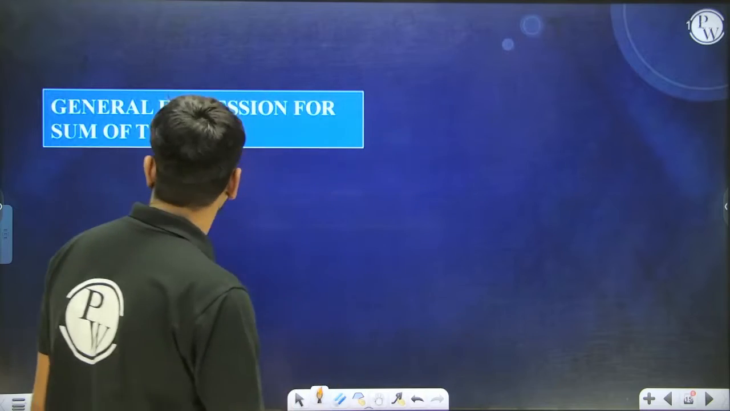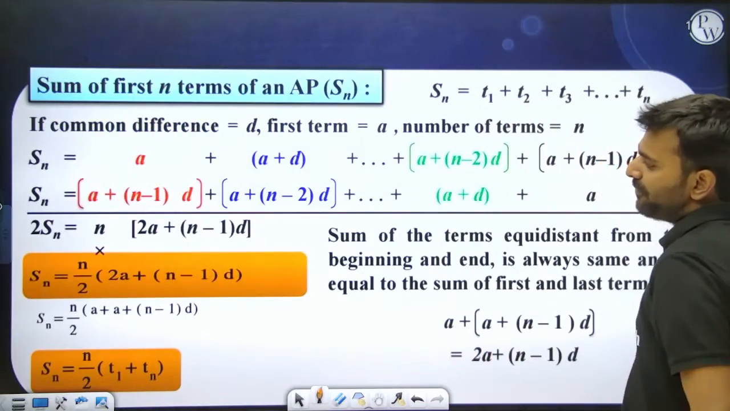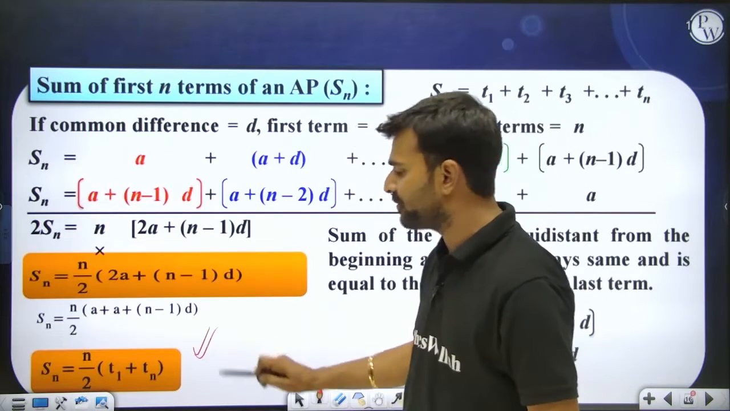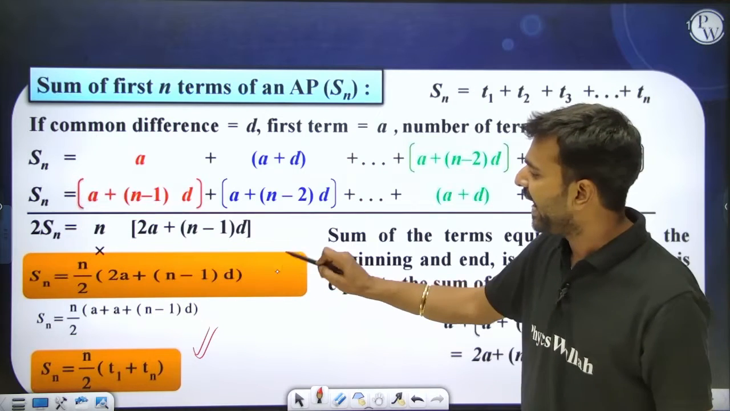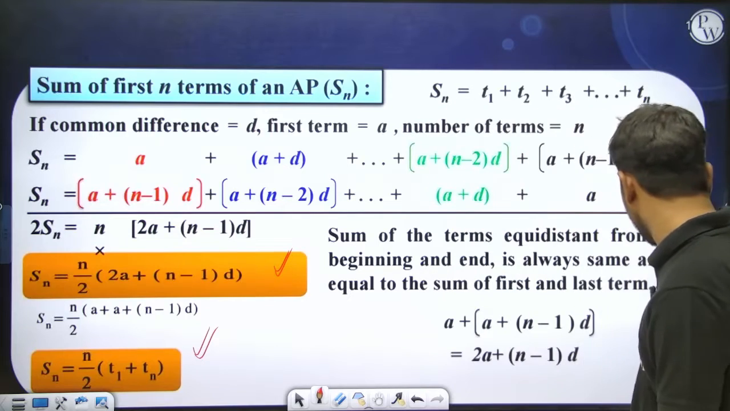Do let me know. General expression for the sum of terms that we have just seen. The sum of n terms of an AP can be written in two ways. One is number of terms by 2 times (first term plus last term), and the other formula is Sn, the sum of the first n terms of an AP, equal to n by 2 times (2a plus (n minus 1) into d).